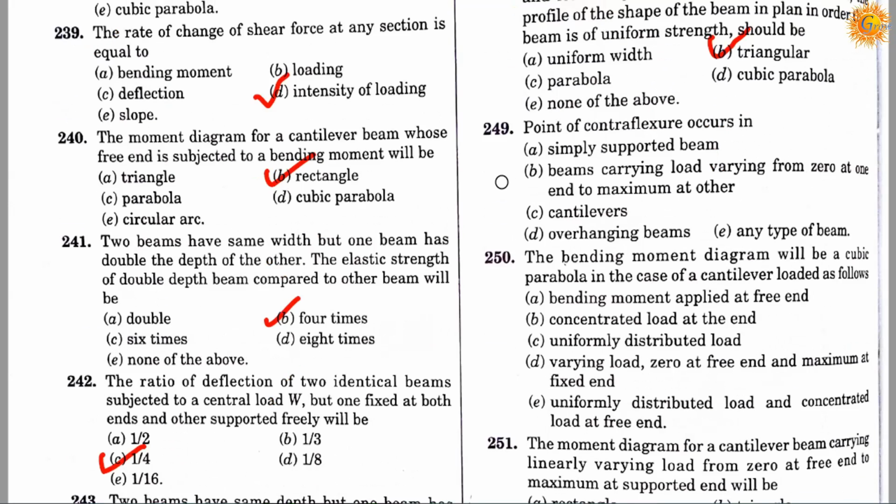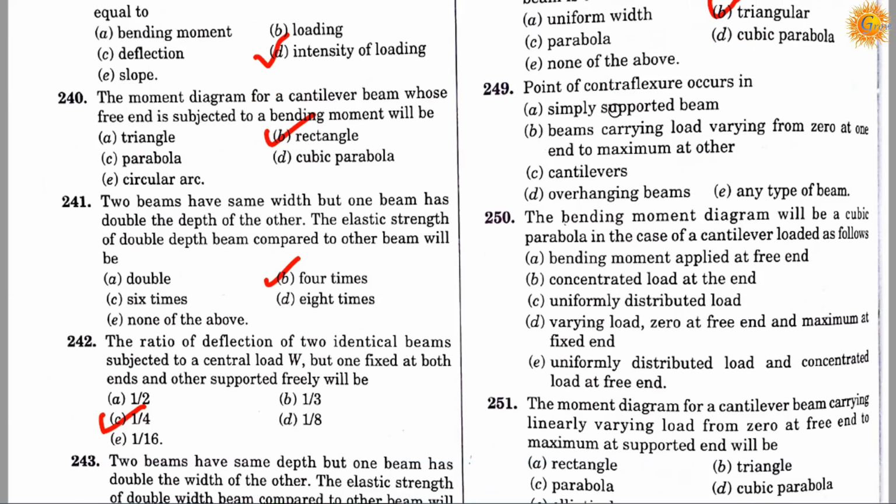Question number 249. Point of contraflexure occurs in: option A, simply supported beam; option B, beam carrying load varying from 0 at one end and maximum at the other; option C, cantilevers; option D, overhanging beams; option E, any type of beam. Correct answer is D, overhanging beams.